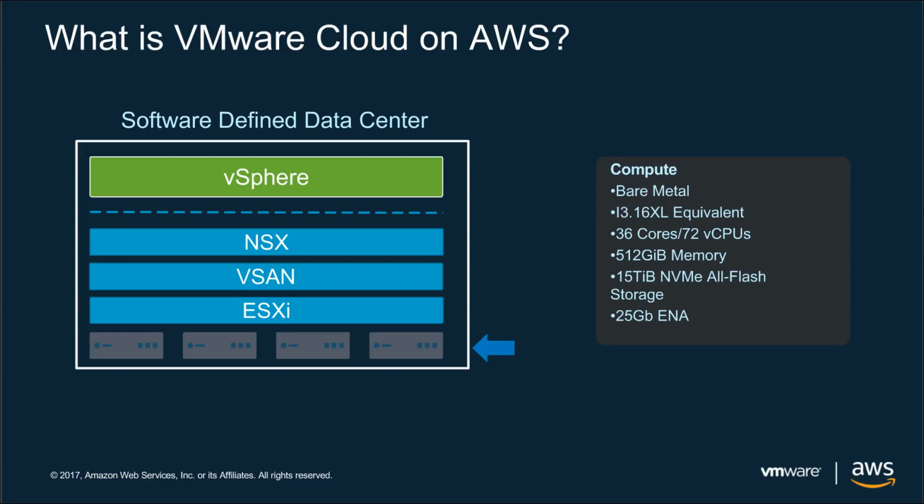The hardware that we're using to deliver this service is equivalent to an i3.16xlarge. So if you're familiar with that instance type and family, each one of these hosts will have 36 cores or 72 vCPUs, 512 gigabytes of memory, 15 terabytes of NVMe all-flash storage, and it uses the Elastic Network Adapter for 25 gigabit of network capacity per host. There are some caveats on the storage. We'll talk about that in just a moment.